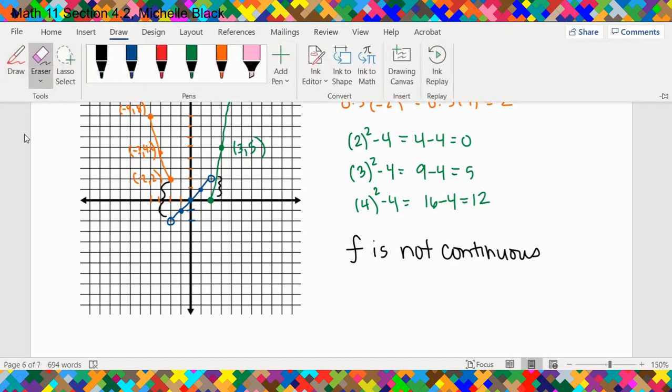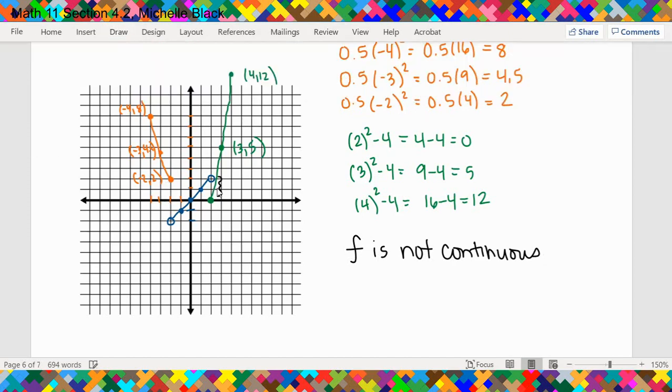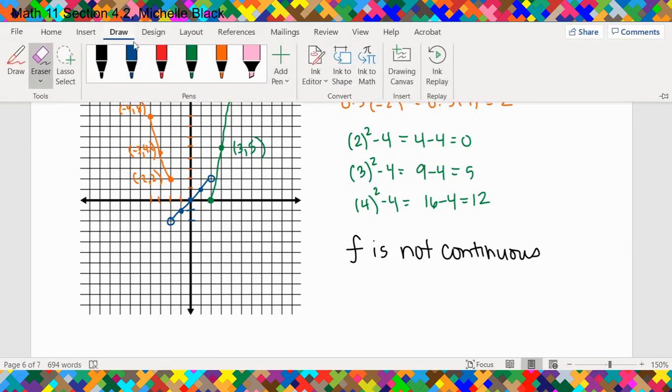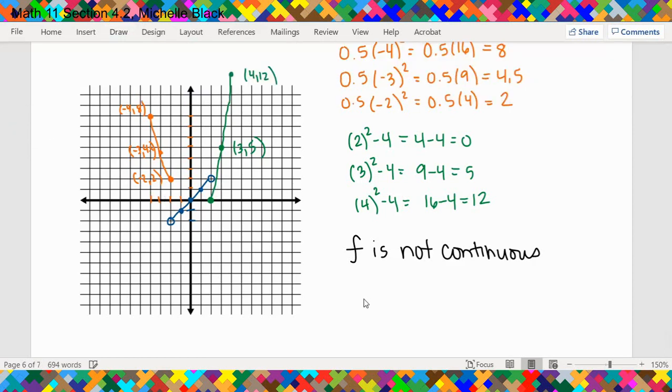And I was also asked to identify where f of x equals 0. Well, if f of x equals 0, remember f of x is like your y value. So this is just asking for our x-intercepts, which are at x equals 0 and x equals 2.